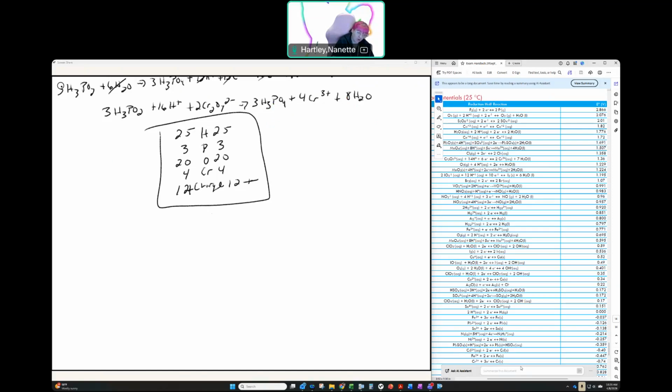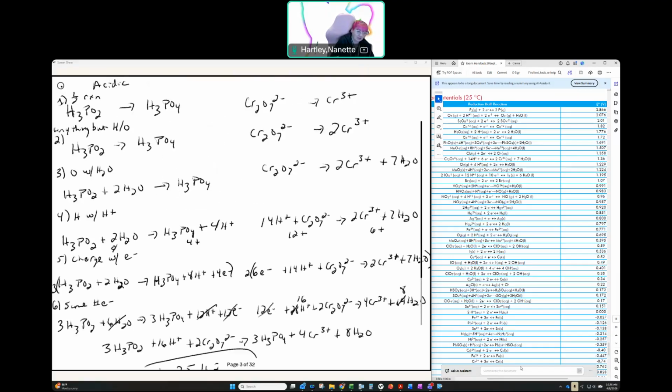I have 4 chromium, and then I have 4 times 3, 12 plus as charge on this side of the equation. Okay, so that's all of my checks. Everything is good. Looking back at the top, this was an acidic solution, so I am now completely done. So that's the first one.